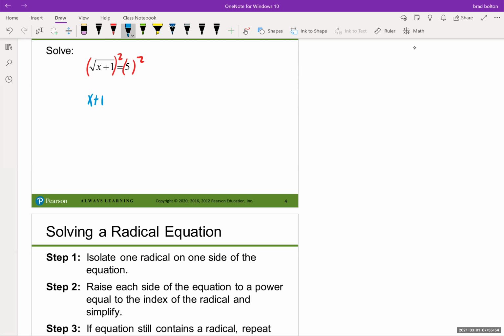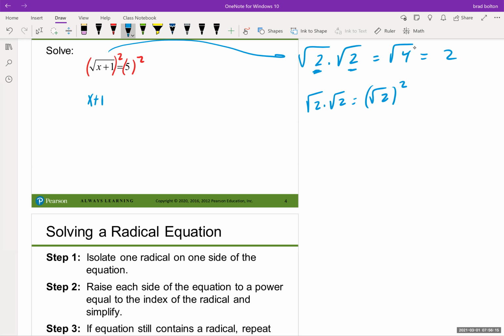And again, if you're not sure why this happens, if I took the square root of 2 and multiplied it by the square root of 2, I would get the square root of 4, which is just 2. Think about it, you're multiplying a square root times its twin, right? That would be the same as saying the square root of 2 times the square root of 2. Well, isn't that just the square root of 2 quantity squared?